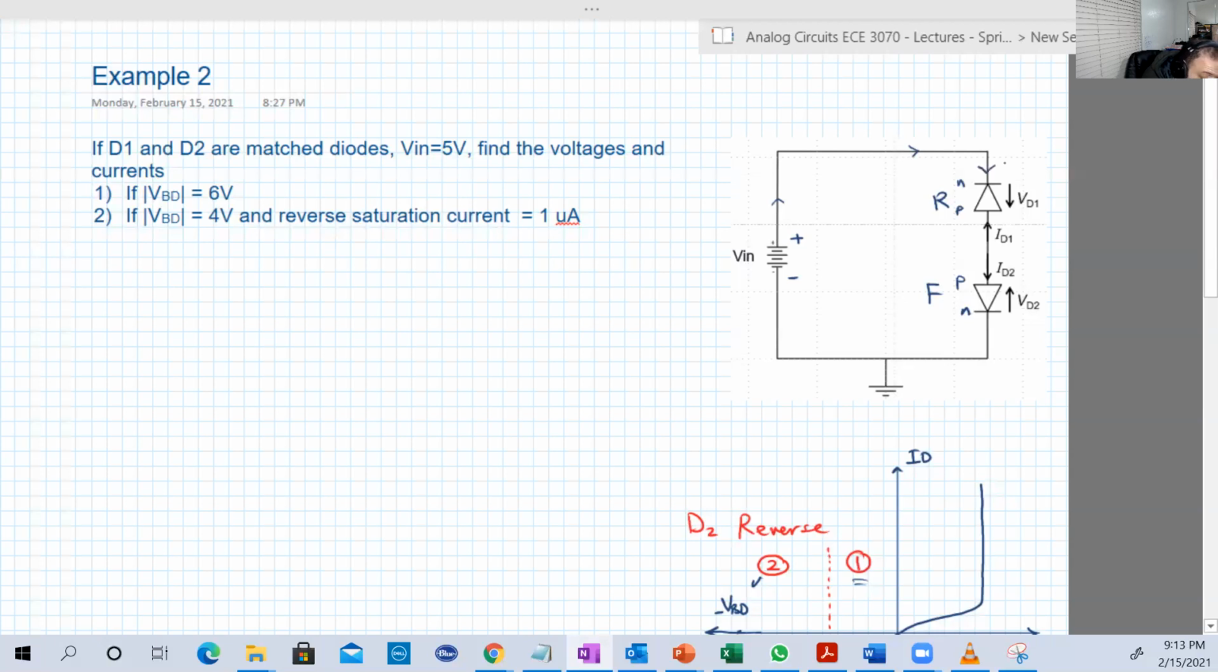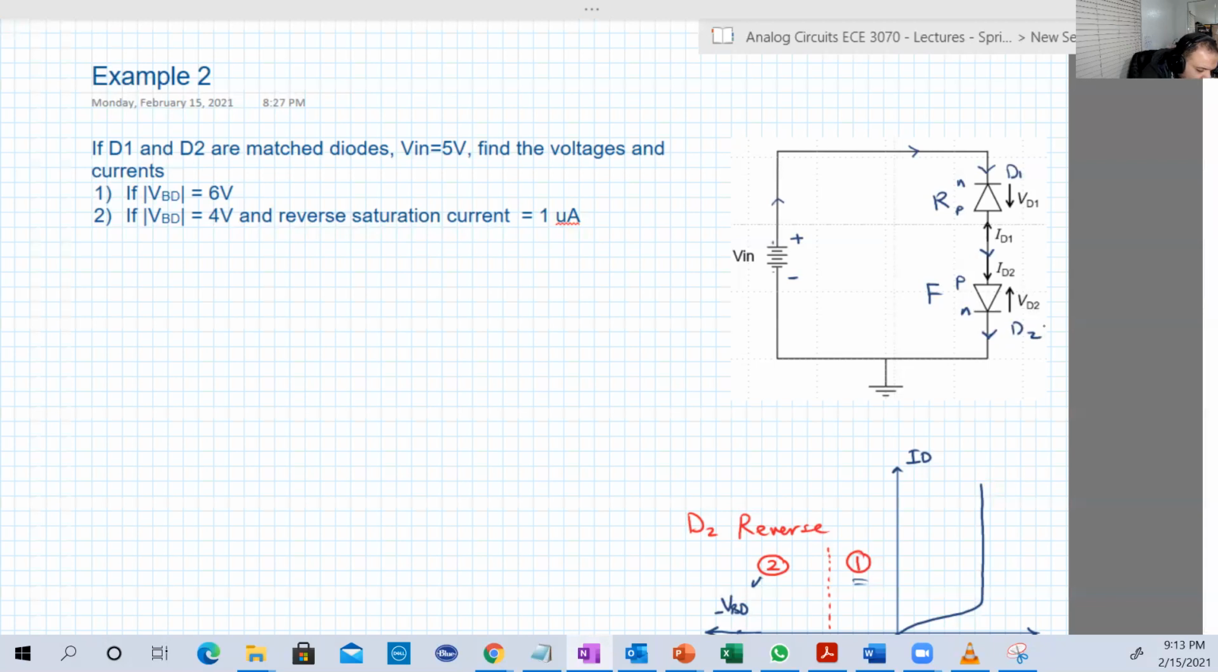When you see a current going out of the N side, the diode is reverse, which is diode 1 here. And when you see a current going into the B side of a diode and going out of the N side, this is forward. So diode 2 is forward here. We have many ways to do it.